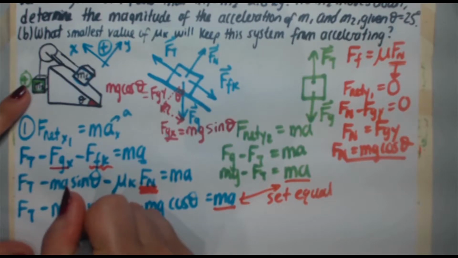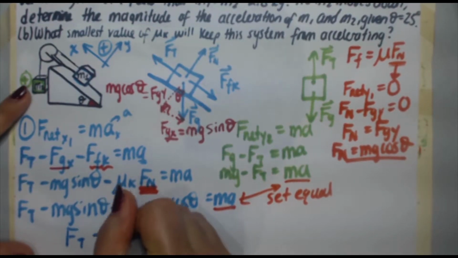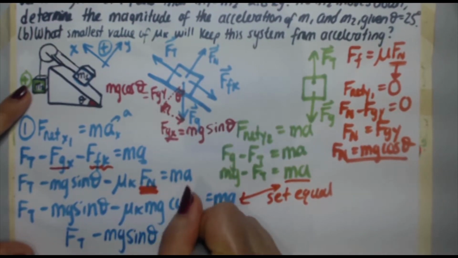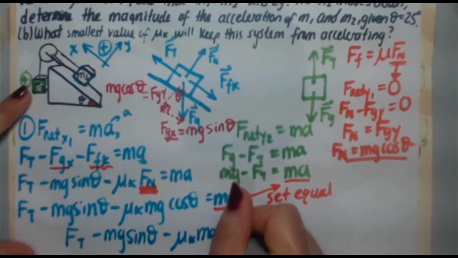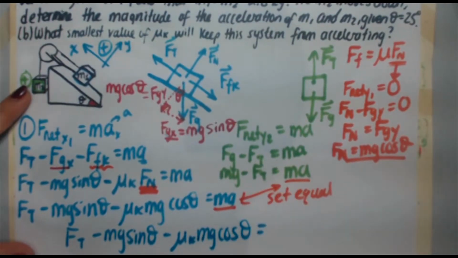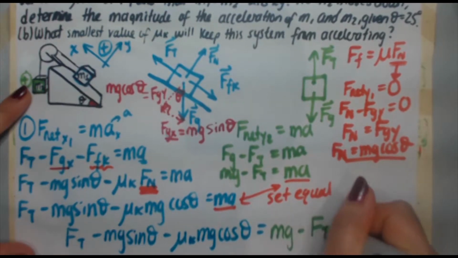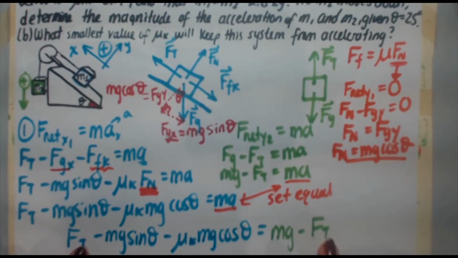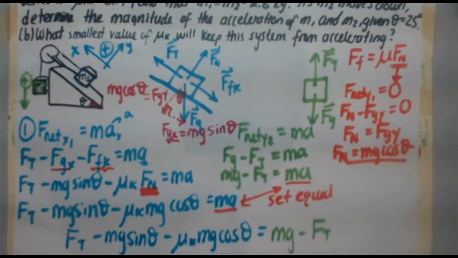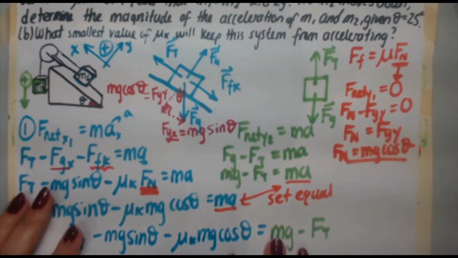So here we go. Ft minus mg sine theta minus mu k mg cos theta is equal to mg minus Ft. Because this is ma, this is also ma, so I can set the two equal to each other. At this point now it's simply simplifying it.